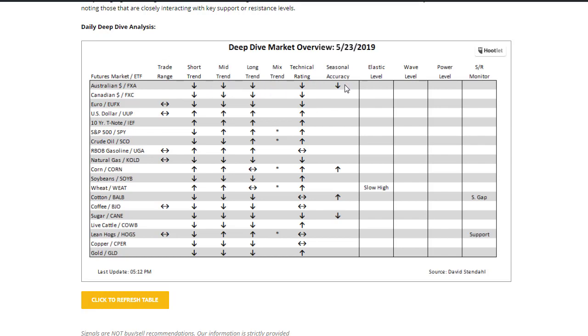But I do want to at least point out that there's a lot of negativity from a technical perspective for the Australian dollar, but there is a potential for a little bit of a short-term bounce in the market. So let's go ahead and take a look at things and get an idea as to what's taking place.